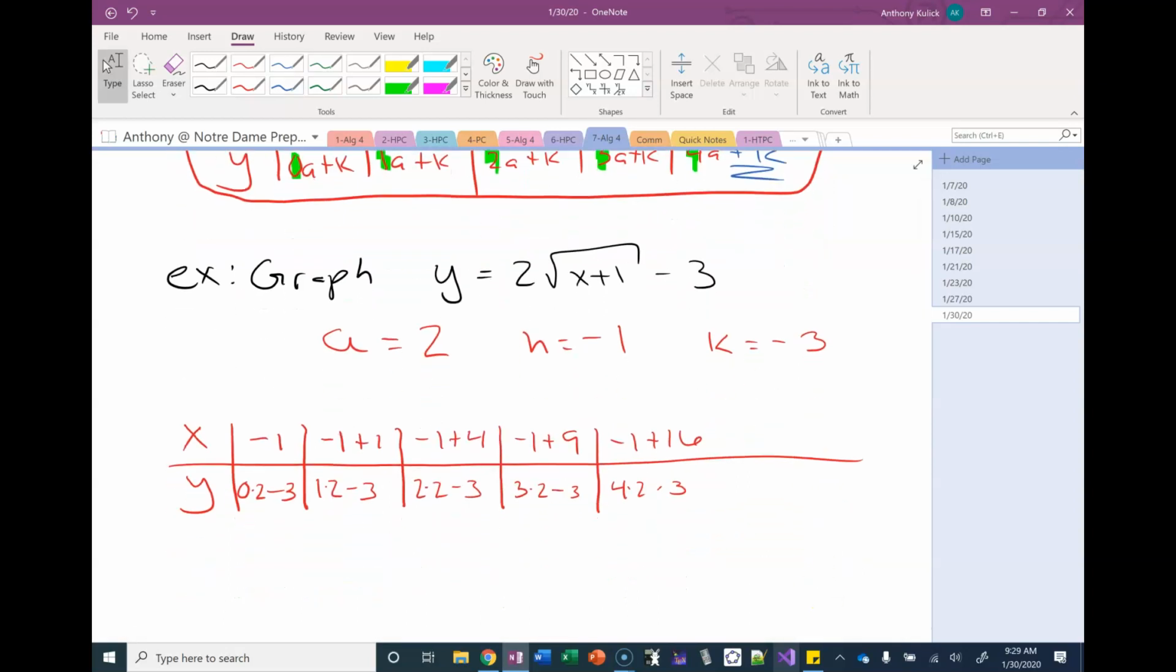Now I'm just going to evaluate all these little problems. So I get 0, 3, 8, and 15. I get -3, -1, +1, +3, and then +5.